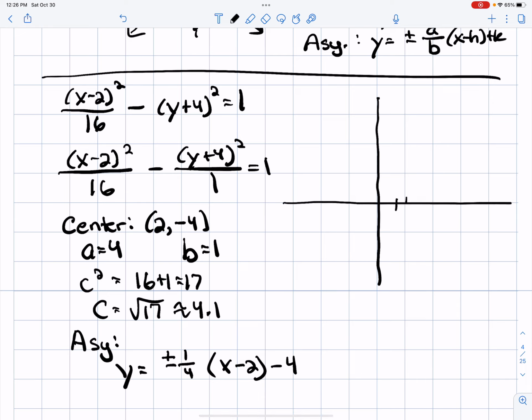So 1, 2, 1, 2, 3, 4. So if my center's at 2, -4, I know it's going to be right there. But I'm going to need a lot more than that. All right, if a is 4 and b is 1, well, a is 4 means I need to go 4 to the right and 4 to the left for my vertices.